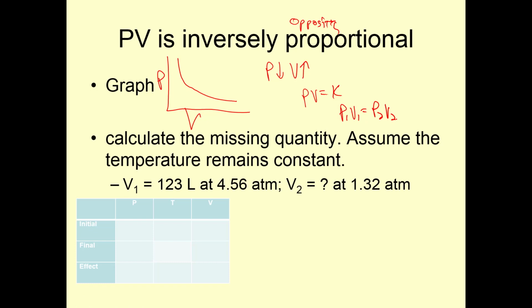So let's take a look at the real math problem. Calculate the missing quantity, assume the temperature remains constant. So if temperature is constant, V1, that means my initial volume is 123, at 4.56 atmospheres, that means my initial pressure is 4.56. V2 is question mark, so final volume, that's what we're looking for, and at 1.32 atmospheres. So you see how the pressure went down? If the pressure went down and it's inversely proportional, volume goes up.